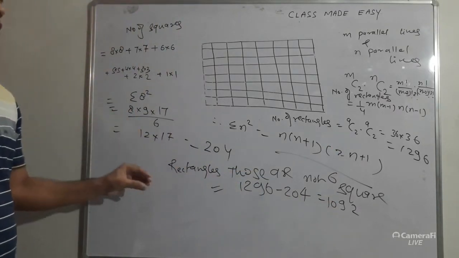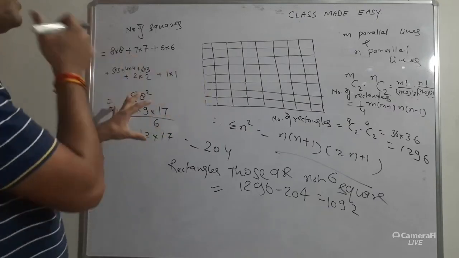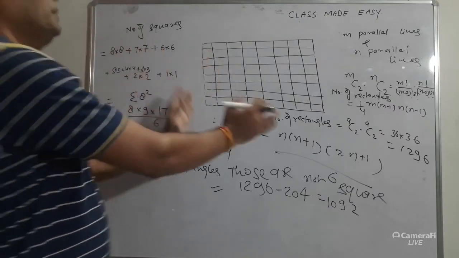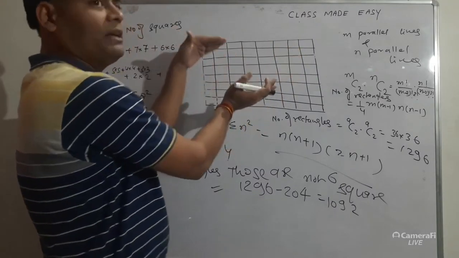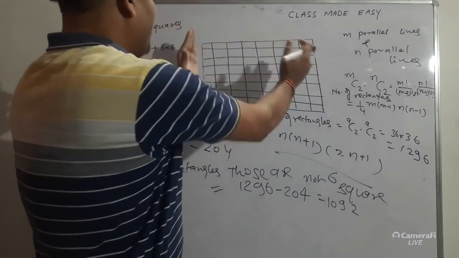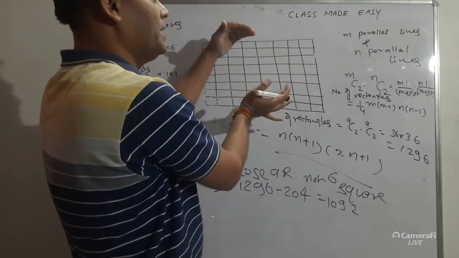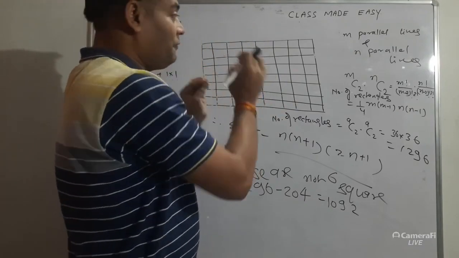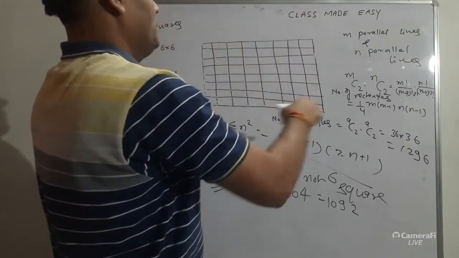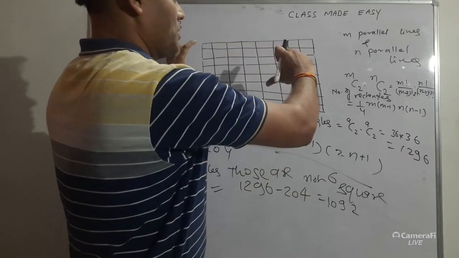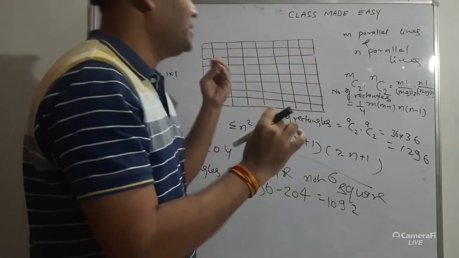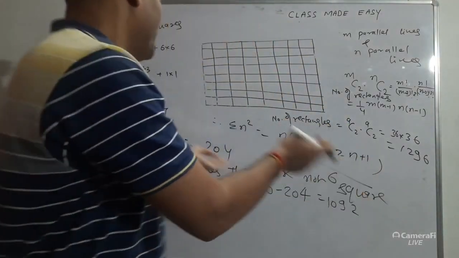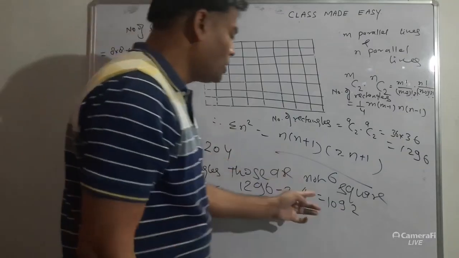Okay, in the next video of this same type of problem, I will take a different size, meaning 9 into 9, 9 horizontal and 9 vertical lines are there. I will take different sizes of rectangular boxes, and in that I will make squares and rectangles that are not squares.